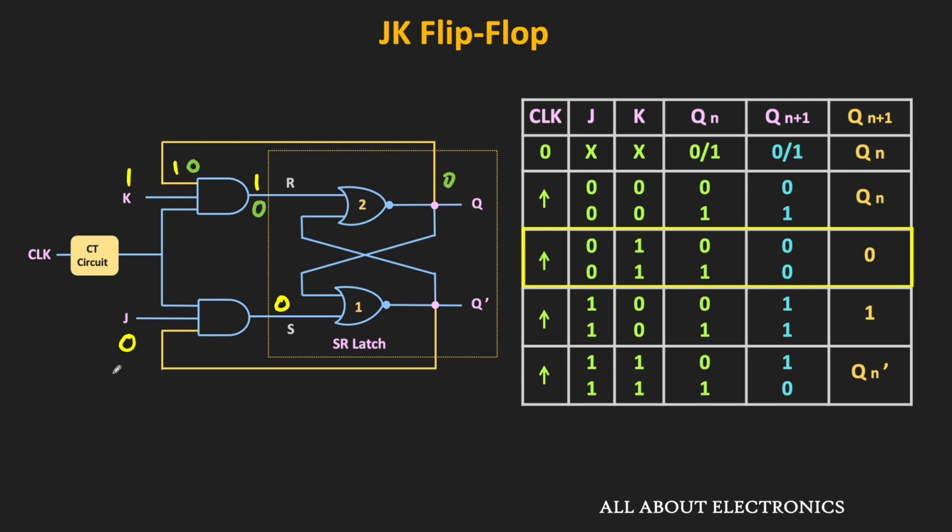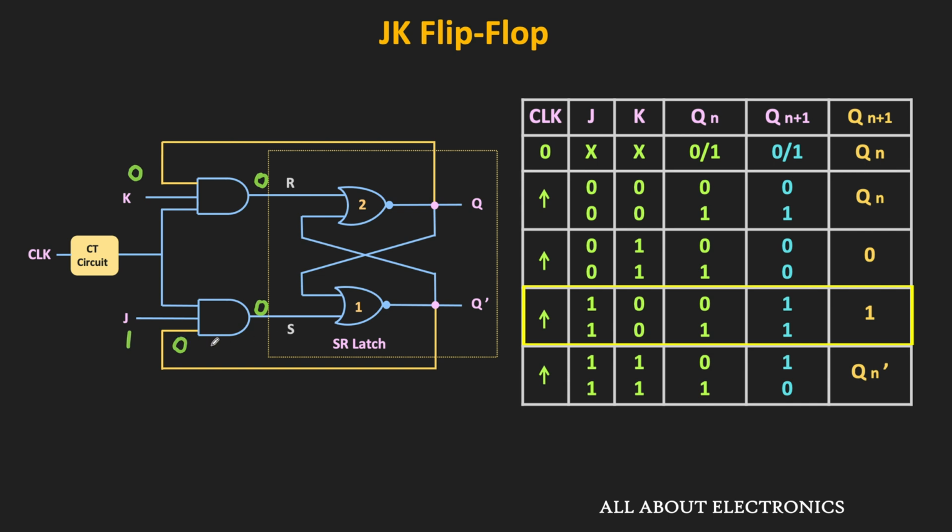Or in other words, the flip-flop will get reset to 0. Similarly, when J is 1 and K is 0, then at the clock transition, the output of the upper AND gate will become 0. But the output of the lower AND gate will depend on the value of Q bar. So if Q bar is 0, or in other words, if Q is 1, then this input will be equal to 0. And therefore, the output of the lower AND gate will also be equal to 0.